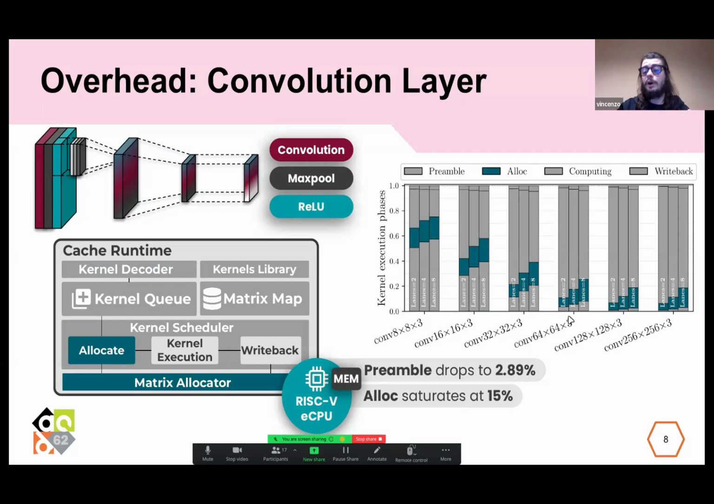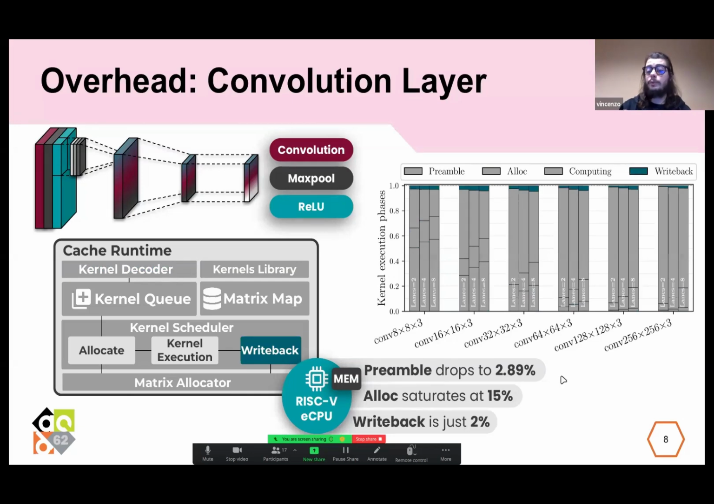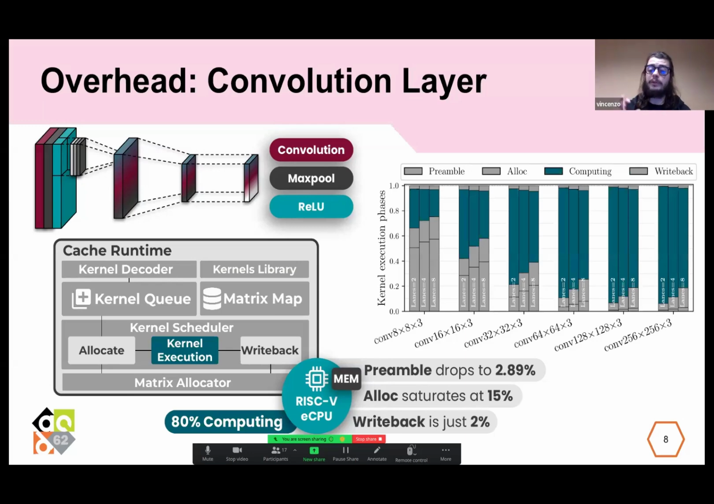So that allocation phase often saturates at 50% because it is proportional to the input data sizes. Then we have the write-back phase, where we take the result matrix and write it back into the data cache, such that the host CPU can retrieve it quickly when it needs. This write-back phase is just 2% of the overall computation. Eventually we are left with 80% of the overall time on computation. So we are not hindering too much the throughput achievable by Arcane, and we are not increasing that much the latency we see from Arcane.